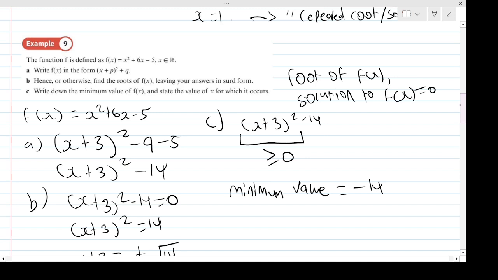Well, it's when this bracket has to equal 0, because then I have 0 minus 14. Okay, well, that means then x plus 3 has to equal 0. So x is minus 3, and that's it.